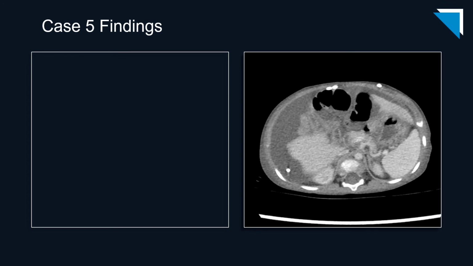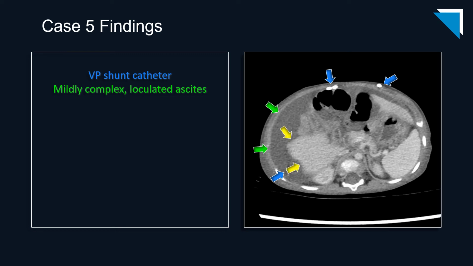So let's review our findings. Here is our VP shunt catheter partially visualized on this axial image. There is a large amount of loculated, mildly complex ascites. The hepatic surface is scalloped. And the bowel loops are centrally displaced.